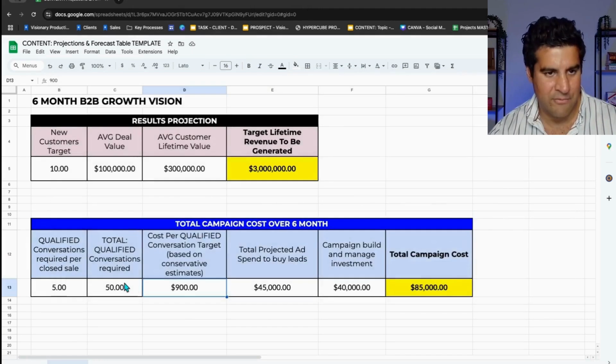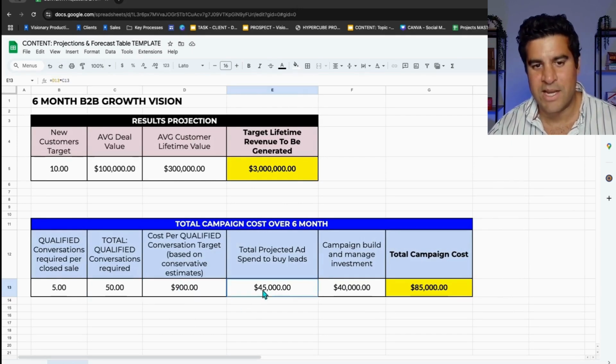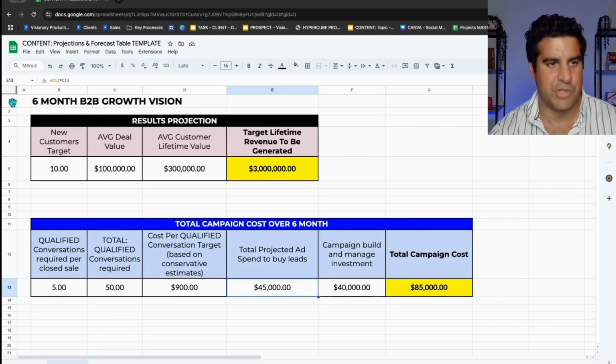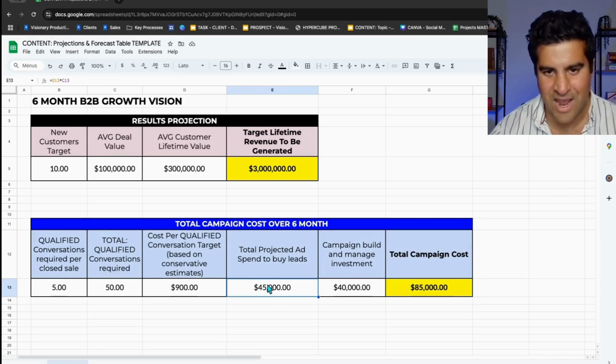So now we know that if we need 50 qualified conversations, if we're guesstimating $900 cost per qualified conversation in ad spend, we're going to need to spend $45,000 in ad spend over that 6-month campaign to achieve that 10 new customers target. Great. So that gives us a sort of daily ad spend target now.